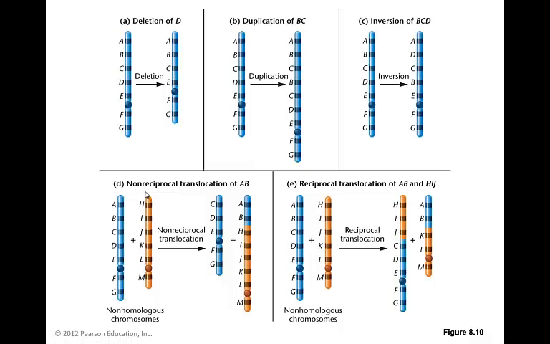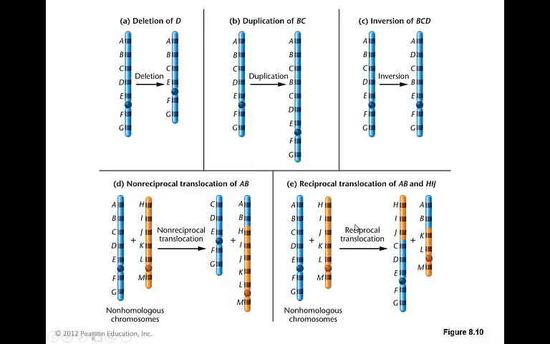If something is going to be non-reciprocal, part's going to break off and attach to another chromosome, but that other chromosome isn't going to give anything back. So here you would have two different chromosomes, A, B, C, D, E, F, G, and a separate one, H, I, J, K, L, M. The A and B might break off and attach to the end of this H, I, J, K, L, M chromosome. So now you have still two chromosomes. One, though, is going to be shorter than it's supposed to be. One is going to be longer than it's supposed to be.